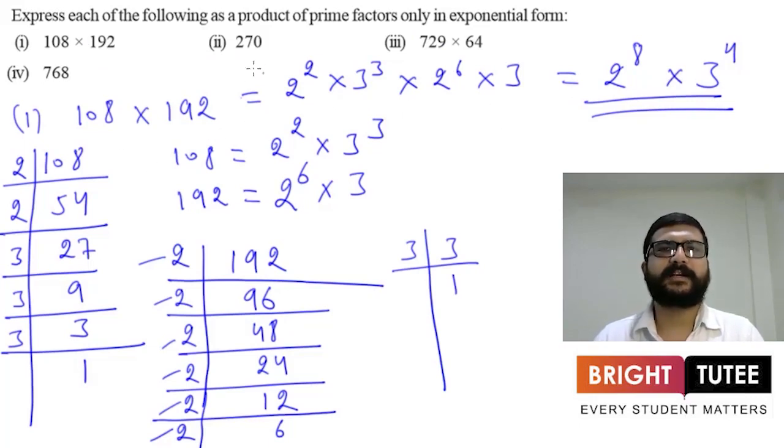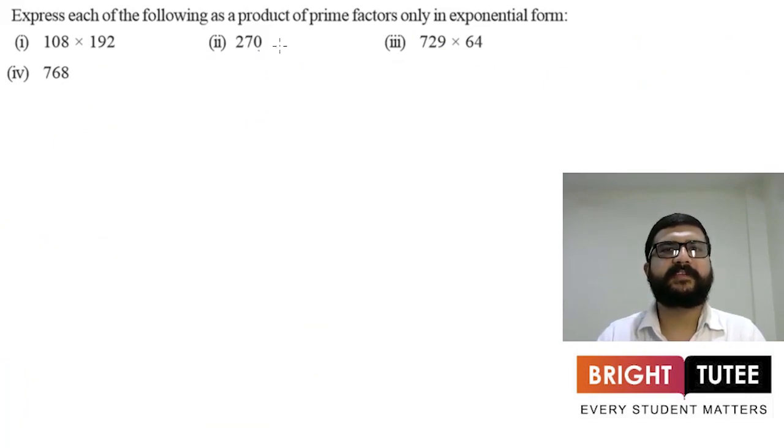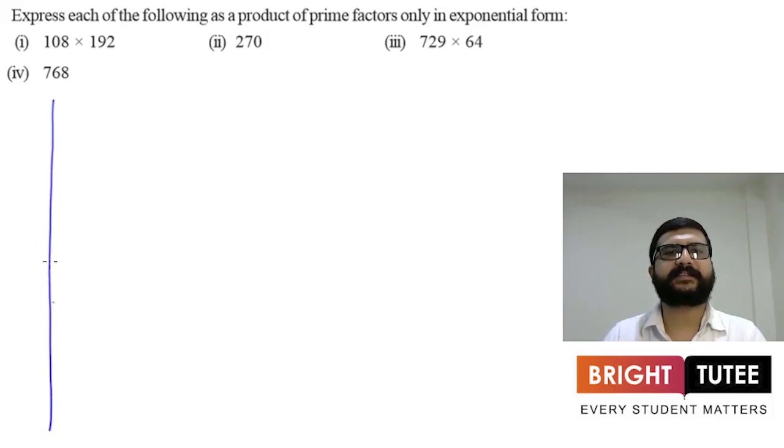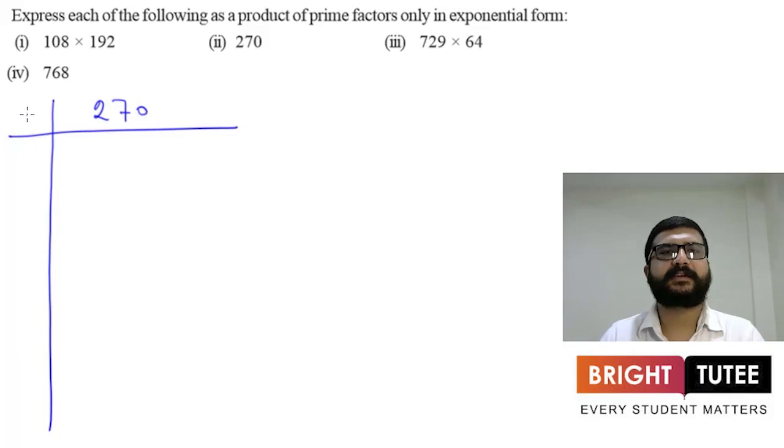Now let's see the next part of this question. Here we are having a number 270. So again we have to prime factorize this number. Let's prime factorize this number 270. It can be divided by 5. 270 divided by 5 will give us 54.